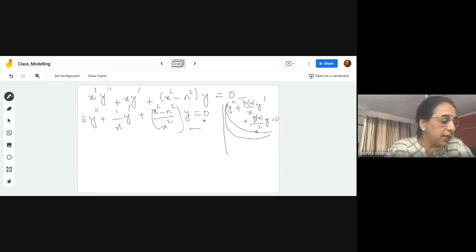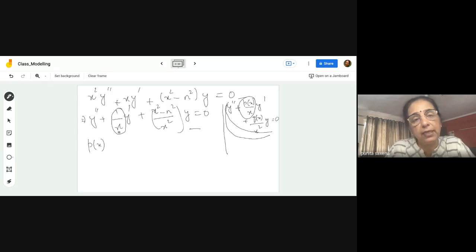Now in this case, what is your p(x)? If you compare this term with p(x) upon x, it's already written in this form, something upon x. So definitely the numerator is your p(x). So in this case, your p(x) is 1, a constant polynomial, and therefore analytic everywhere. So it is not a problem. That means my p(x) in this case is an analytic function at x equal to 0 as well, right?